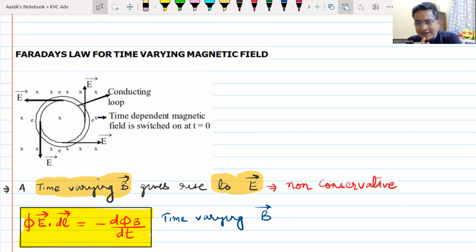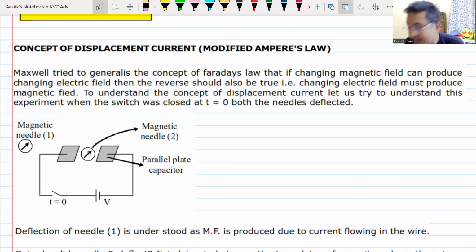Now, as soon as these facts come into the picture, that a time varying magnetic field can produce an electric field, there is one question that comes to our mind. What will be that question? What if there is a time varying electric field? Can a time varying electric field also produce a magnetic field? And the answer is an astounding yes. A time varying electric field does produce a magnetic field.